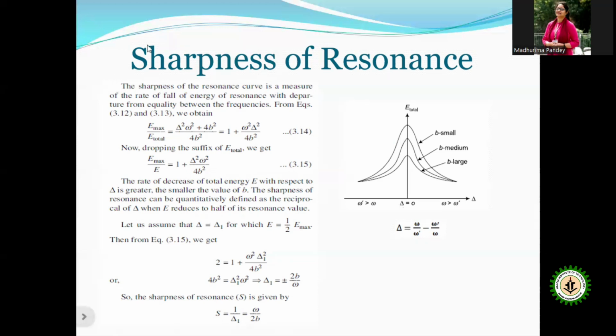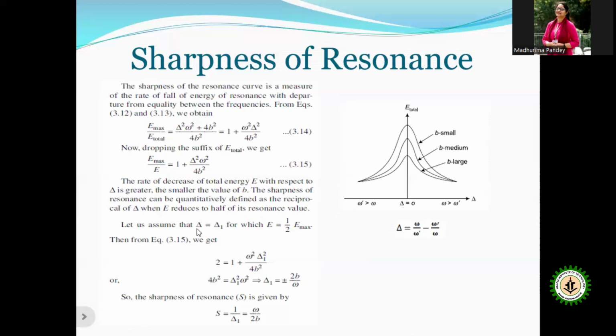Here we have taken the ratio of the maximum energy and the total energy. Both are things we have already derived in the last slides. And finally, what we have done is we have just dropped the suffix term, the total, and we write only E. This is basically giving you the rate of fall of energy. Now this is the qualitative description. Now let us take some quantitative descriptions, I mean some equations.